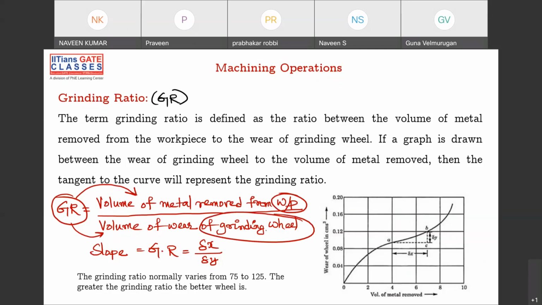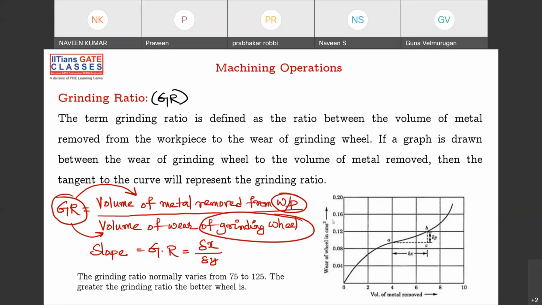That is very important. Let's say 10 mm cube of volume is removed from the grinding wheel and 100 mm cube of volume of workpiece is removed. So for this much wear, the reference here is the wear of the grinding wheel. Hope you're understanding this point.